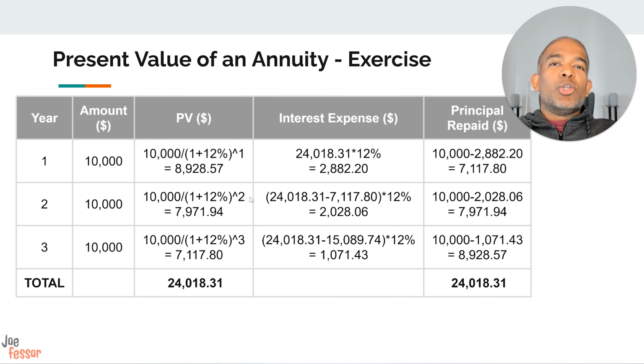Okay, if you add these three numbers, you can see that the total principal repaid amounts to exactly the present value. Notice how the present value of each payment decreases over time, reflecting the time value of money. Focus on how the portion of each payment representing the interest expense decreases while the principal repayment increases over the loan term. The calculated total present value, $24,018.31, is the amount we'll use for our initial journal entries.